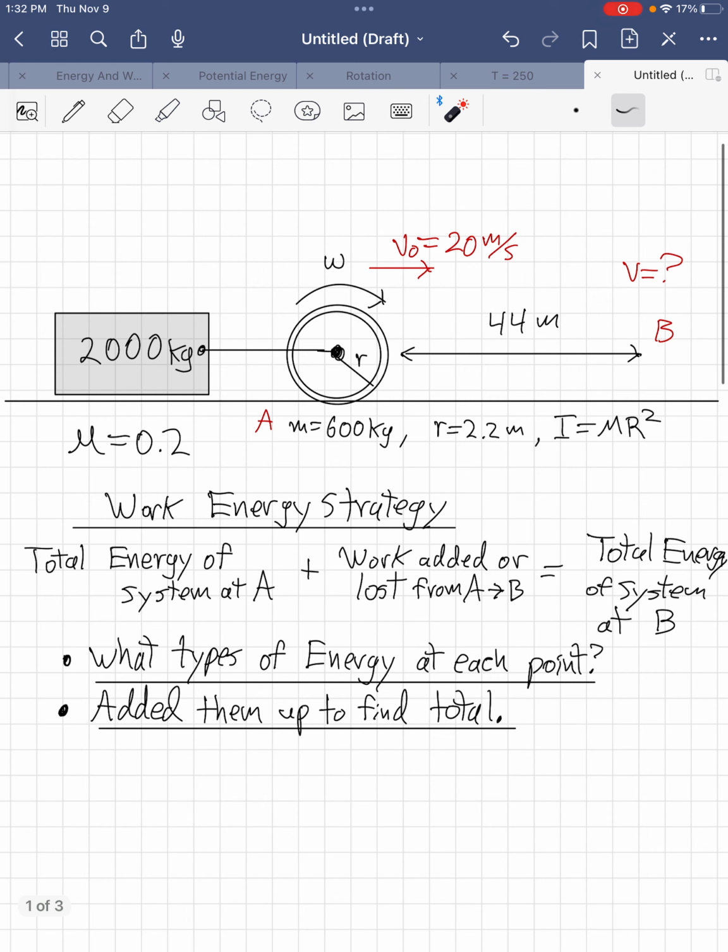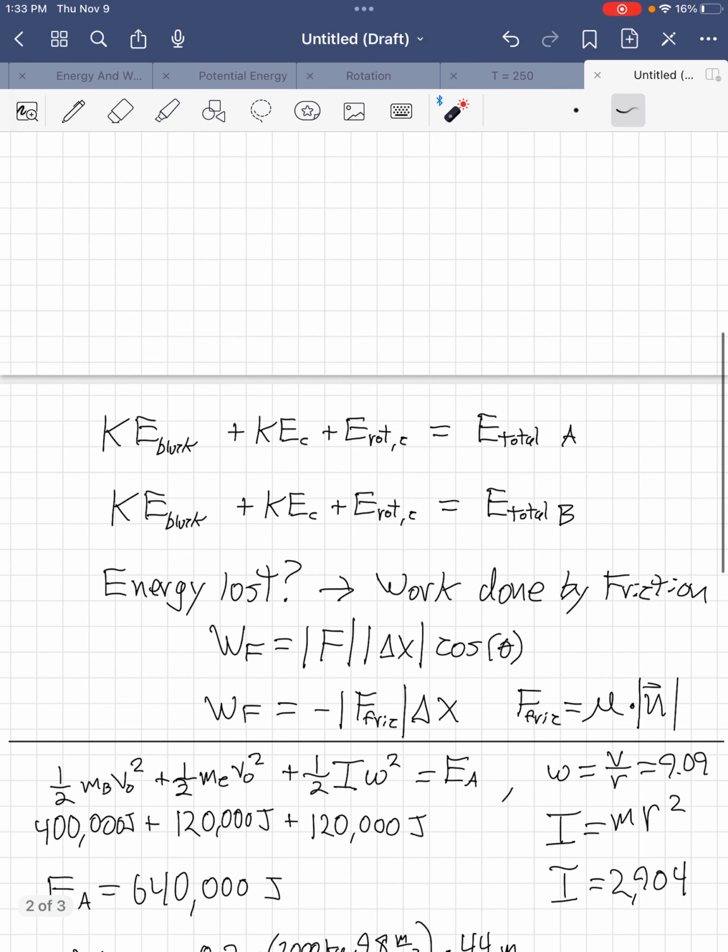And what types of energy do we have at point B? Well, this is a pretty simple situation where actually the types of energy are going to be the same. This is still going to be rolling along, so we'll have rotational energy, and we'll have the kinetic energy of the cylinder, and the block will still be sliding and moving, so we'll also have the kinetic energy of the block. So exact same types of energy at point B in this case.